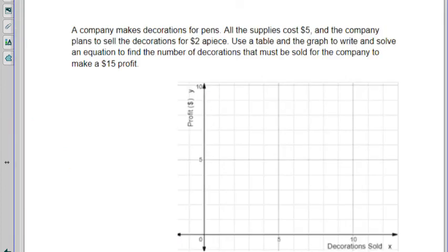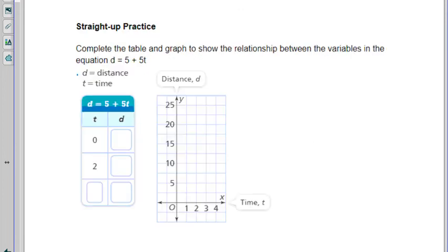Here's one for you to try. A company makes decorations for pens, and all the supplies are $5. And the company plans to sell the decorations for $2 a piece. I want a table, and then graph and write and solve an equation to find the number of decorations that must be sold for them to make a $15 profit. Go ahead and give it a shot, and we'll talk about it in class.